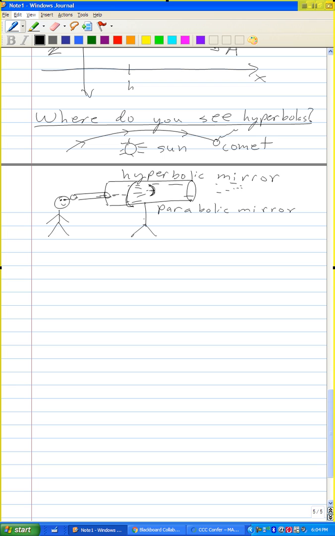But okay, let's do some examples. On page 615, let me do problem number 2. x squared over 25 minus y squared over 4 equals 1.